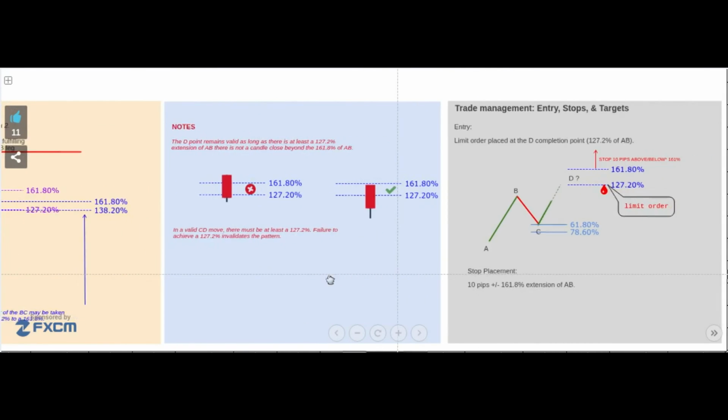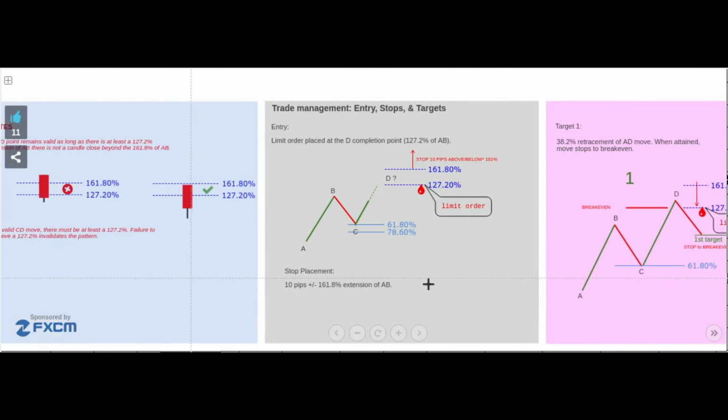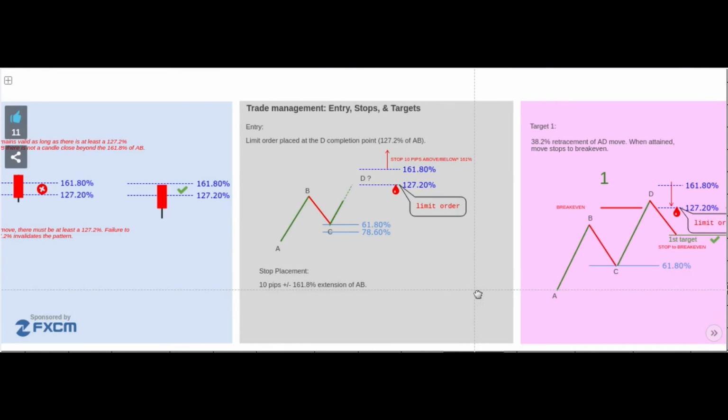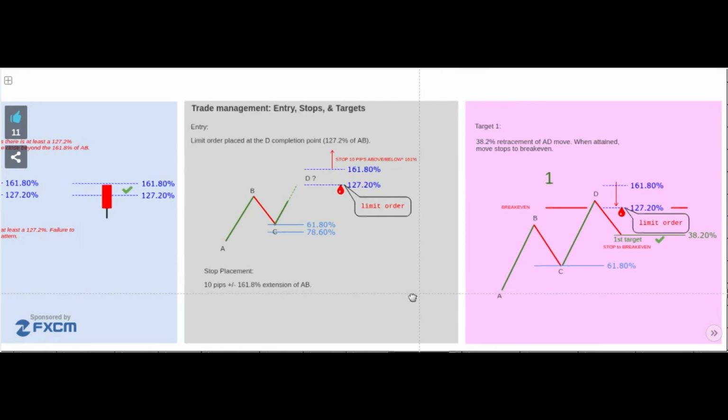Trade management. Entry, stops, and targets. Simple rules. Entry: limit order placed at the D completion point, the 127.2% extension of A to B. Stop placement: 10 pips more or less beyond the 161.8% extension of A to B.